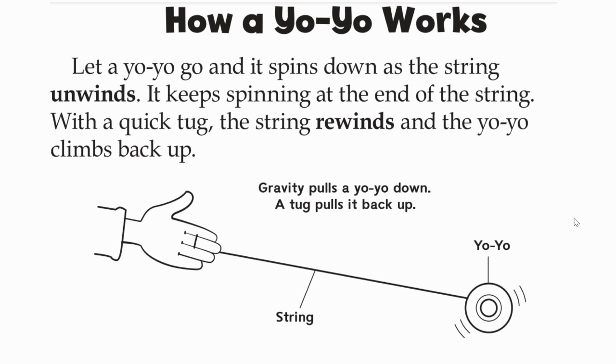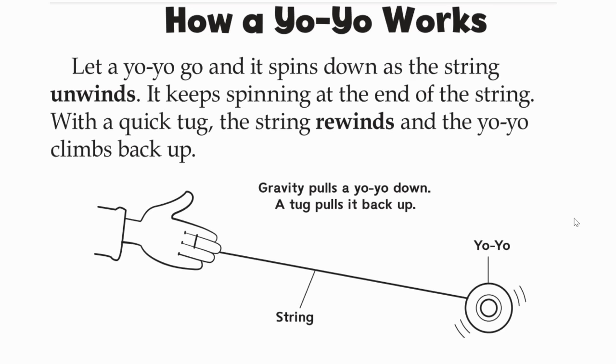And I see a diagram here, which is a picture with labels. I can see that there is a hand playing with a yo-yo. The string and the yo-yo are labeled. There's also a caption that goes along with our diagram, and that reads, "Gravity pulls a yo-yo down. A tug pulls it back up."